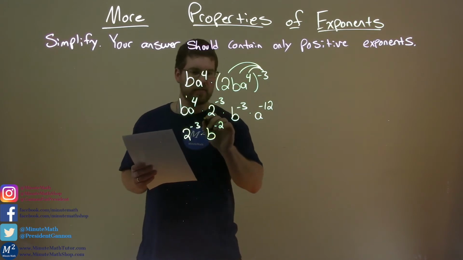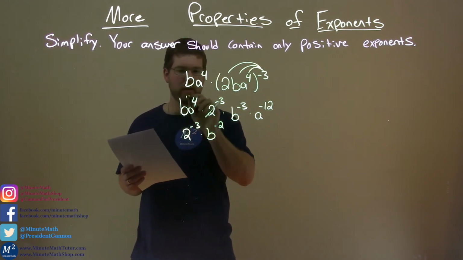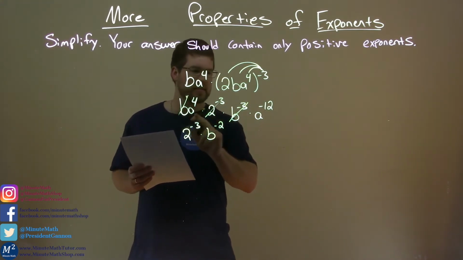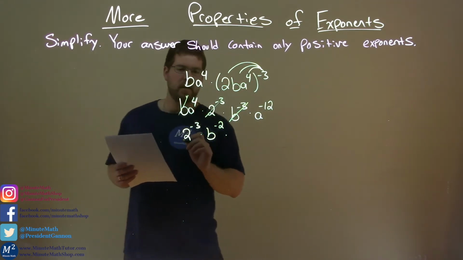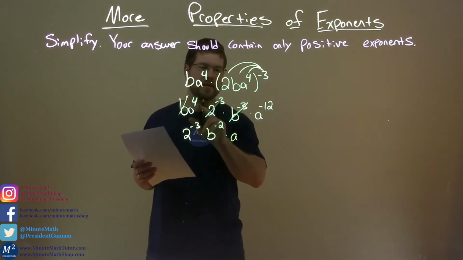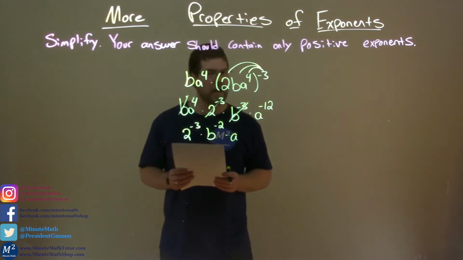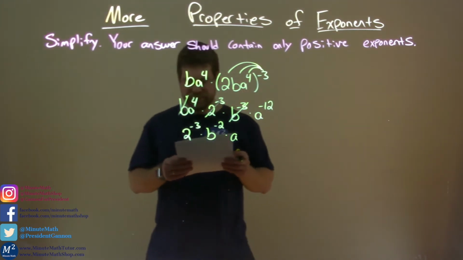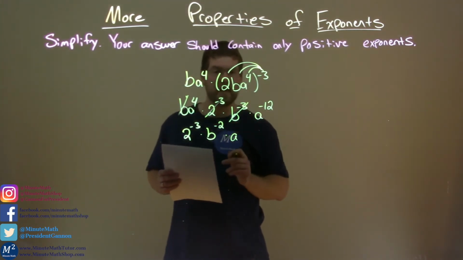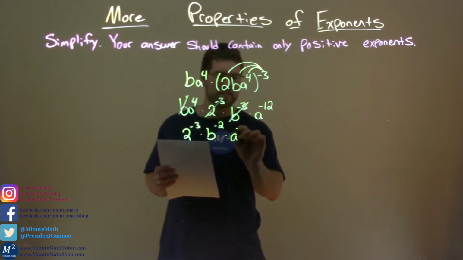So we've got this 2 to the negative 3rd we brought over. We've dealt with the b's, now we just have the two a's. We have a to the 4th power times a to the negative 12. Again, we add the exponents. So 4 plus a negative 12 is a negative 8.